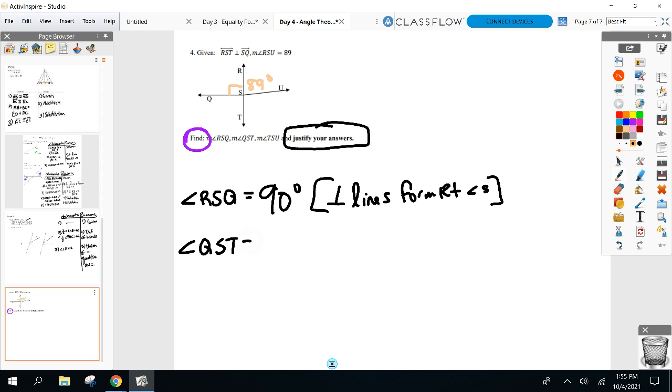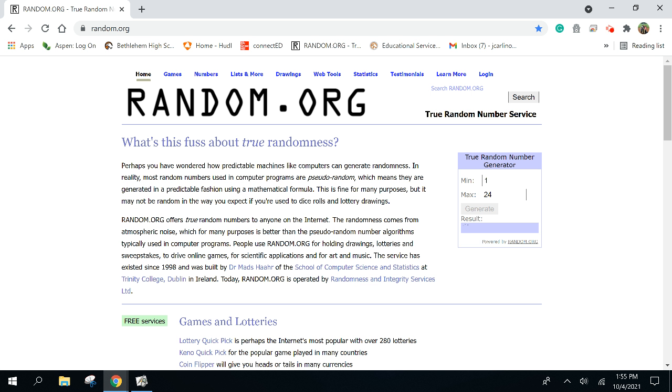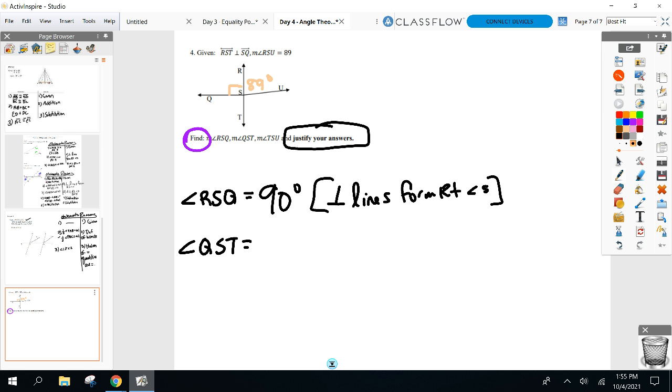QST. A little help there. How about QST? What's the measure of QST? 2 for 2 on that today. Serena, QST? QST is the same one, perpendicular lines form right angles. So what's the measure first? Oh, 90. 90, yep. And yeah, you can use the same one if you want. I'm fine with that. Same reason.